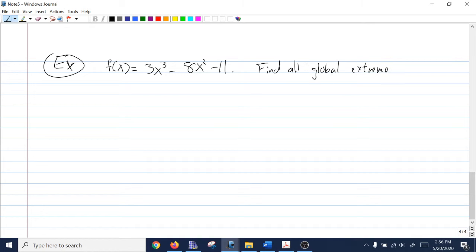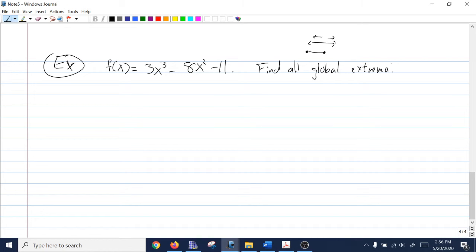What's our domain? They didn't give us a domain, so we assume the domain is all real numbers, forever to the left, forever to the right. That's not a closed interval. It doesn't have a starting point and an ending point that are included. So we can't use that last fact. There's no guarantee that there is a maximum or a minimum.